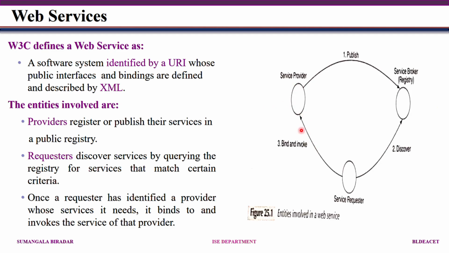So here the provider provides the services, and the requester requests the services from the registry. The provider also registers their services in the registry, like a publish, and the requester requests the services through discover. When they get to know which provider offers the services they require, they will bind and invoke that particular service provider.